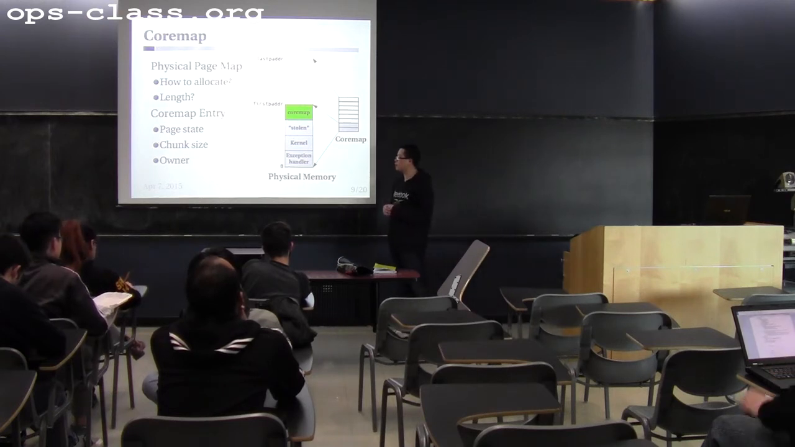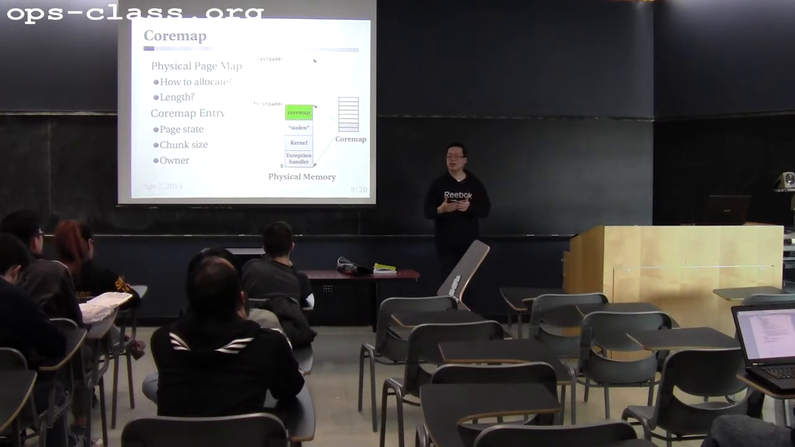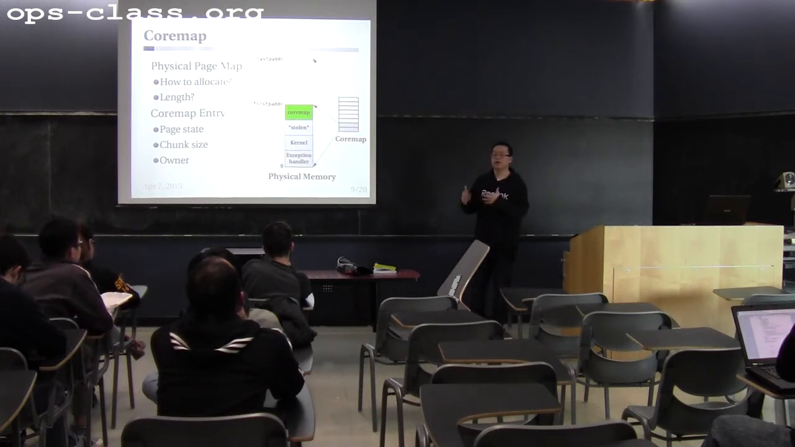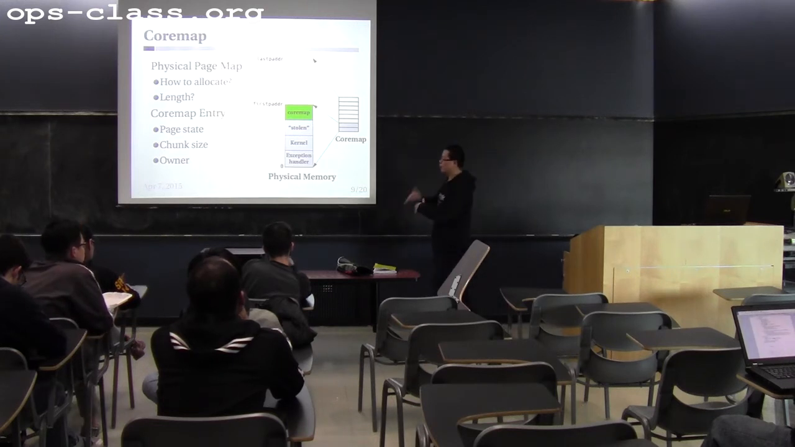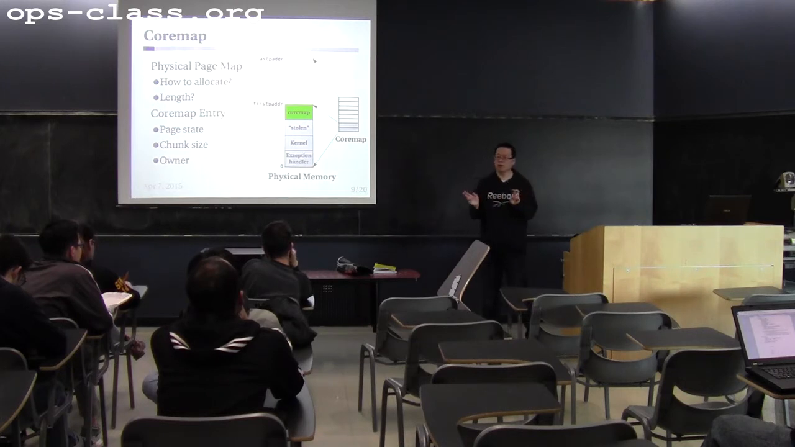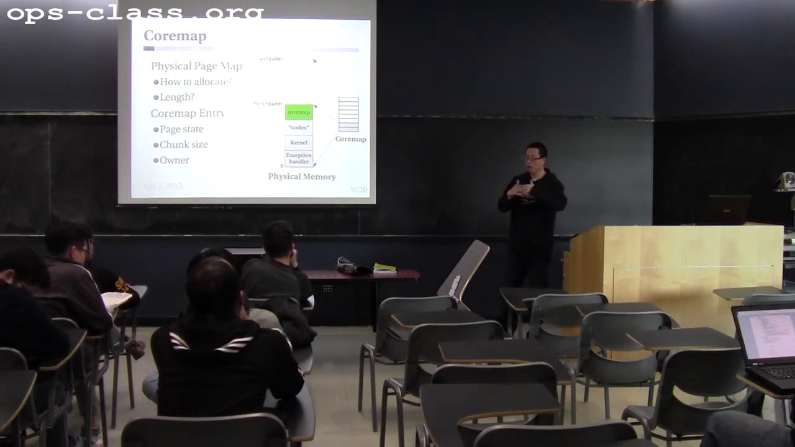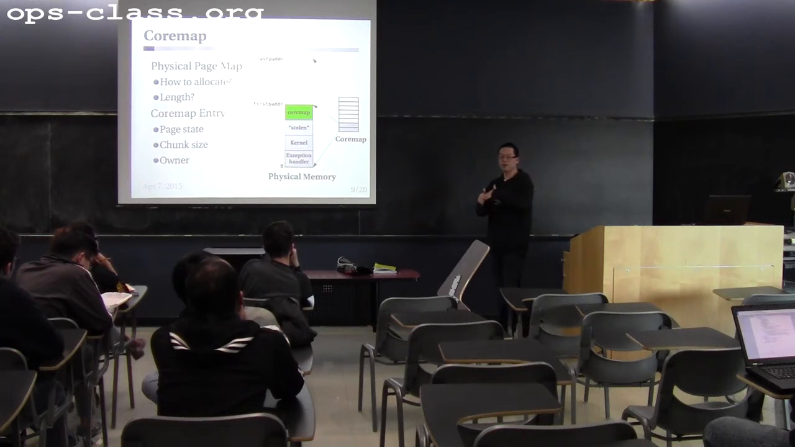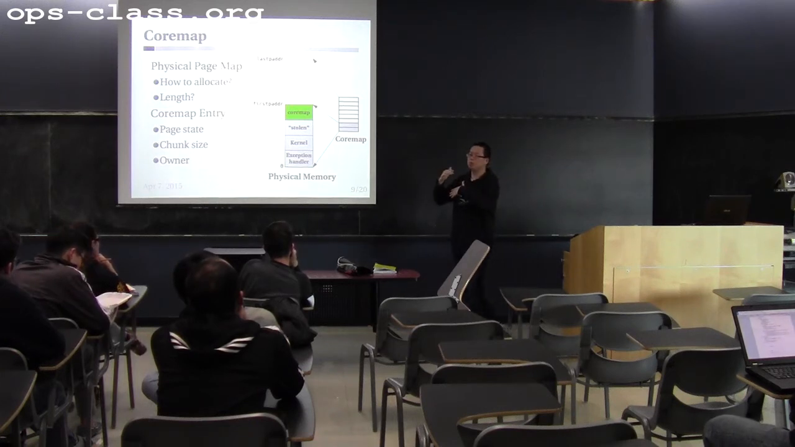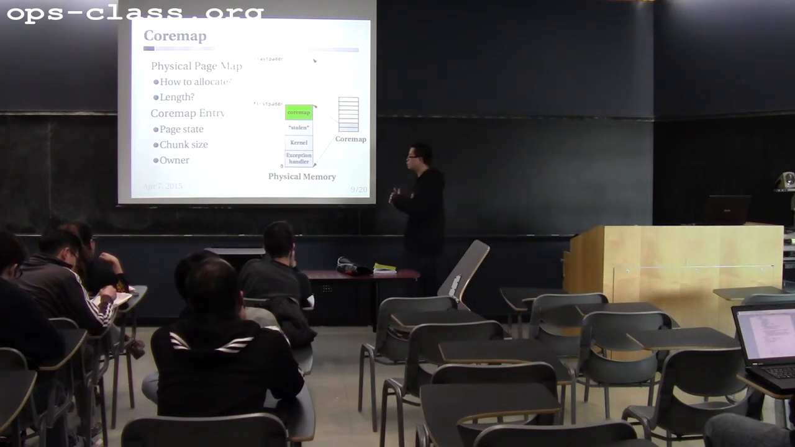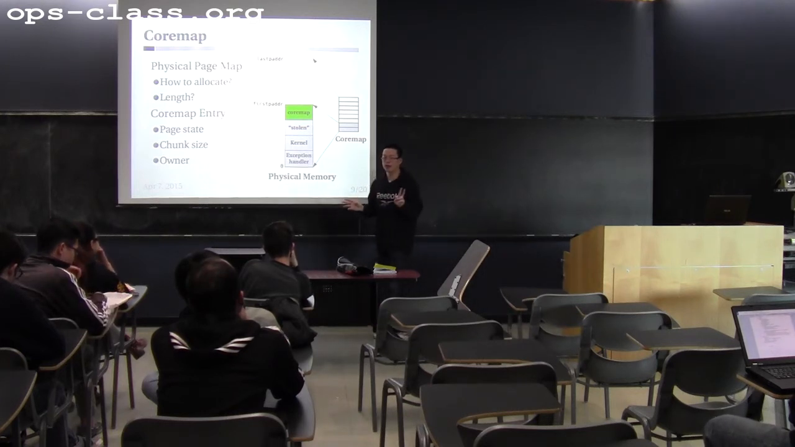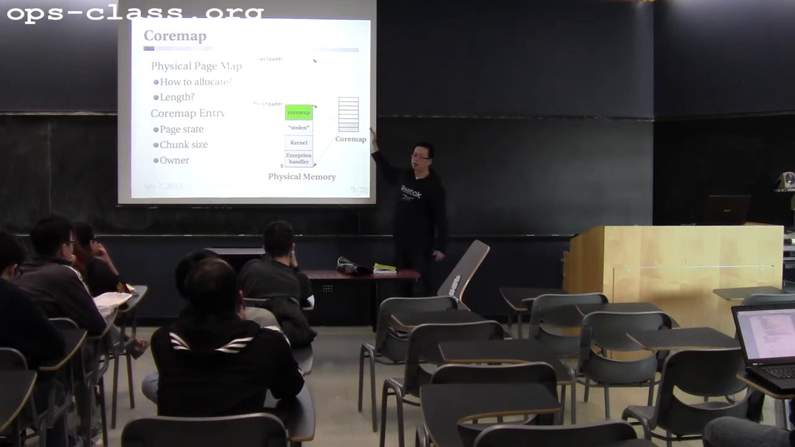And finally, I listed some information here called owner, which is which process owns this physical page. For now, if you don't do swapping, this owner information doesn't really make much sense. You probably can't imagine why you would want to reverse map this physical page to some virtual pages. But later on, when you do swapping, you do need such information. For example, suppose you have swapping already done, right? You scan your call map and find there is no available physical memory. What do you do?